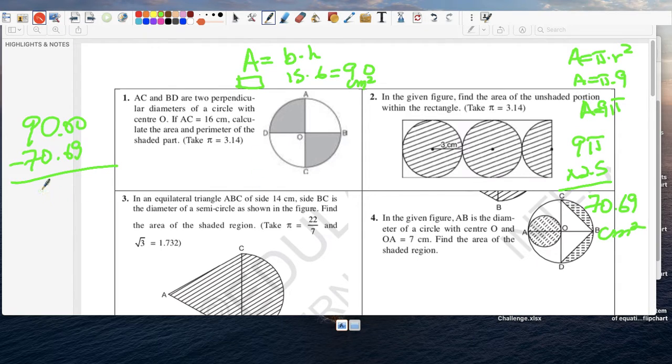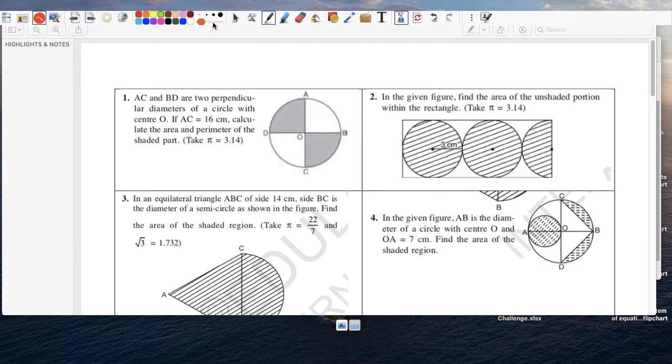It's 19.31. So the leftover, the unshaded, which is the white part, is 19.31 centimeters squared. Sorry. Okay. Very easy.